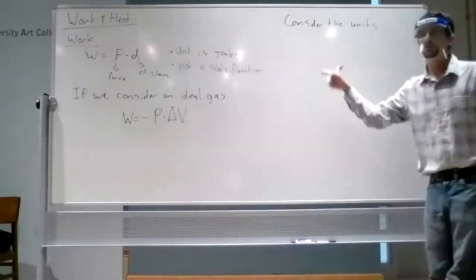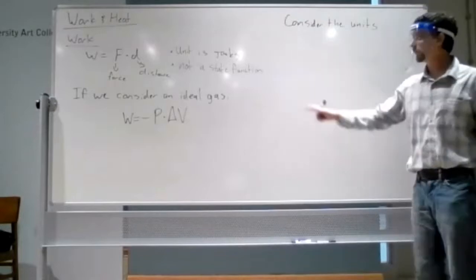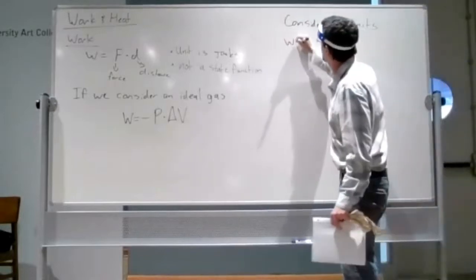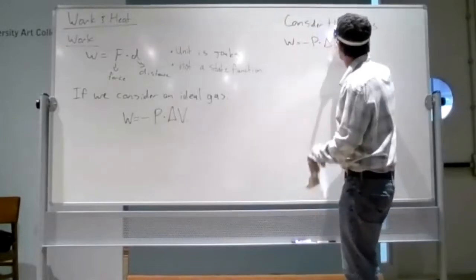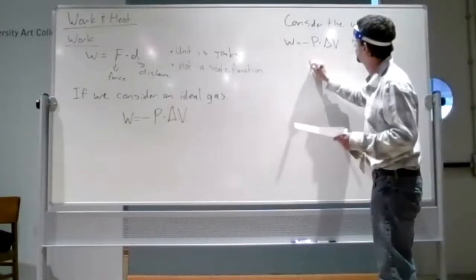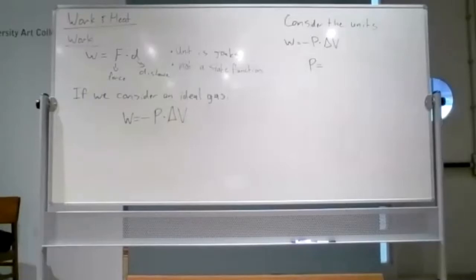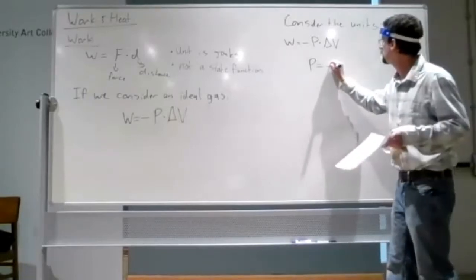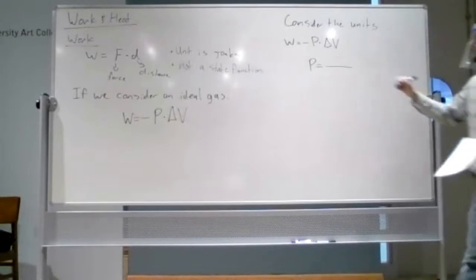Okay, we know we have to get to joules, right? We have a force times a distance that gets us joules. But let's look at this expression. Work is equal to negative P times delta V. And what did we say? What's a pressure equal to again? How do we define pressure? It's something over something. You remember? Yep, a force over an area.